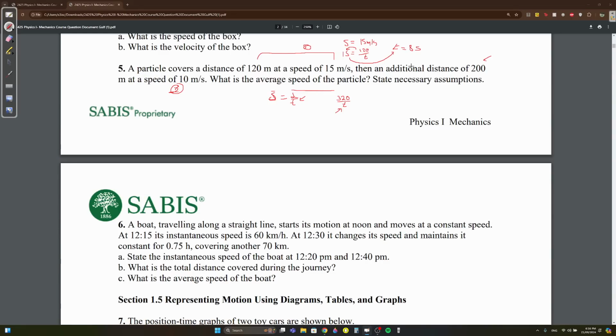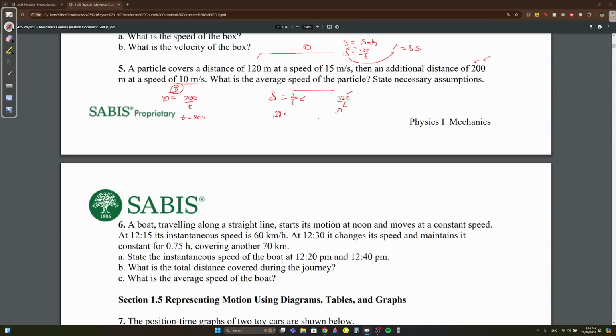Here in phase 2, speed is 10 meters per second. So 10 equals the distance, 200, divided by the time. And you're going to get that the time is equal to 20 seconds. So your total time is 20 plus 8, it's 28 seconds.